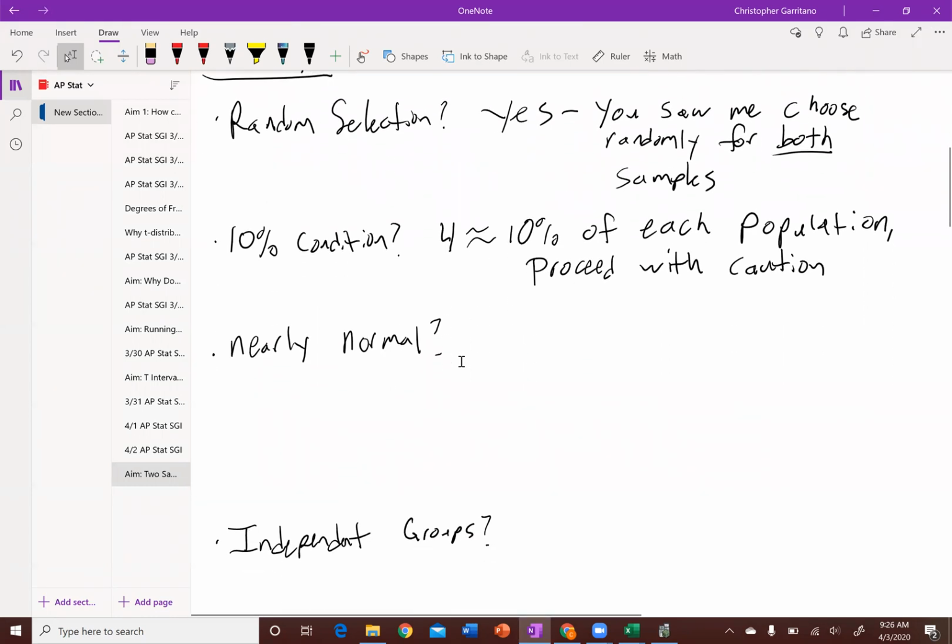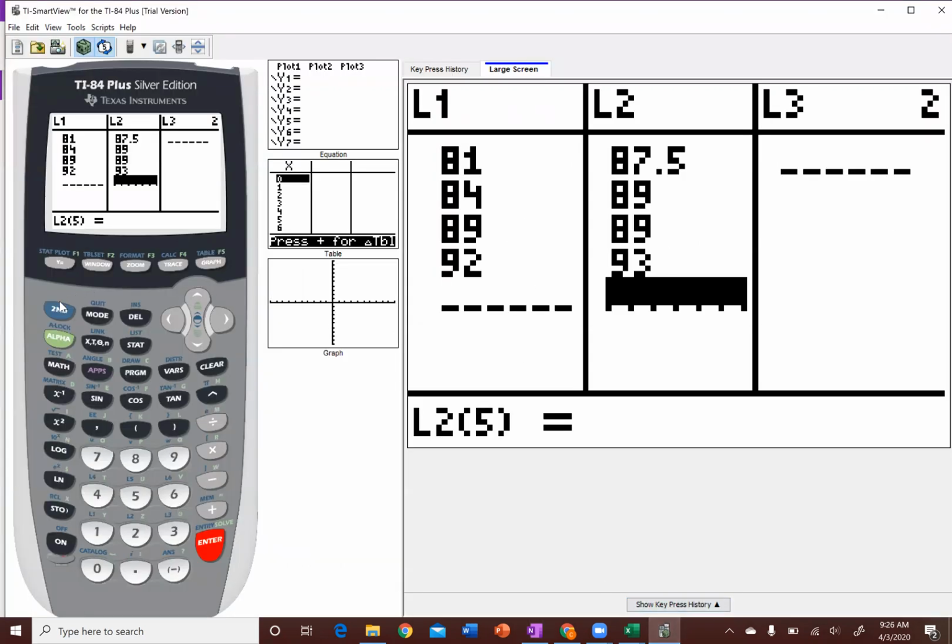All right, the nearly normal condition. Well, n is not anywhere near 30 for either of these samples, so I need to check the normal probability plot. So let's go ahead and do that on my TI-84. I'm going to do it for list 1 first and then for list 2, so for the sophomores and then for the seniors. Let me quit out of here.